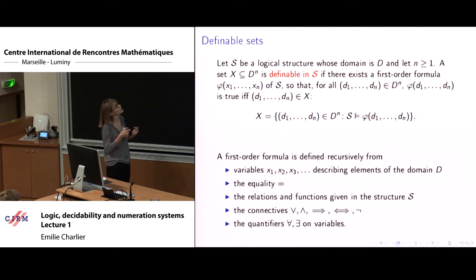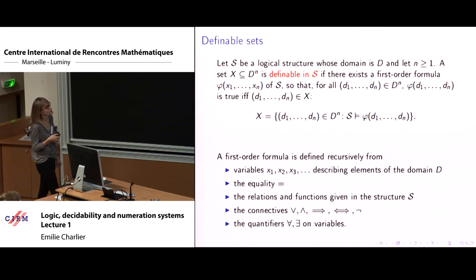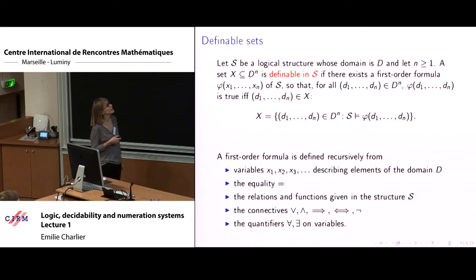belonging to D to the n, so in a multidimensional framework, is definable in this structure if there exists a first-order formula phi, which depends on n free variables, because you are in dimension n. What does it mean for it to define the set? It means that for all n-tuples of elements in the domain, the formula will be true on this n-tuple if and only if the n-tuple belongs to the set. So the set is exactly those n-tuples of elements of the domain for which the formula is true.